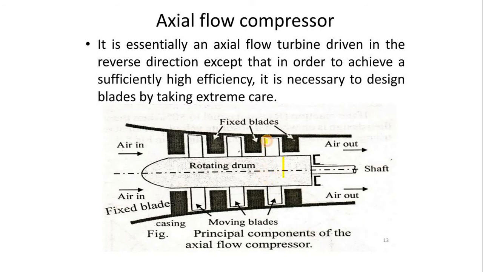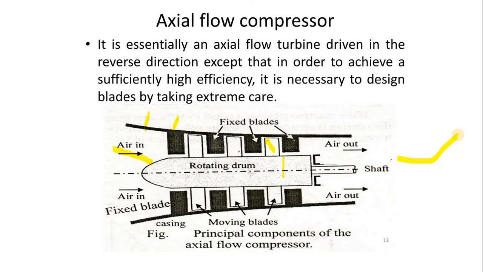Second one is the blades. These are the blades which are continuously attached to the rotating drum. The third important component is the stator blade. It is connected to the casing. So this is the casing. This is the fourth part. The fifth part is the inlet section, and the sixth part is the delivery section. So these are the basic parts of the axial flow compressor.